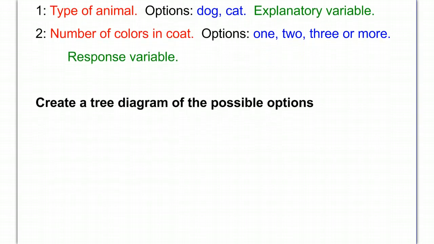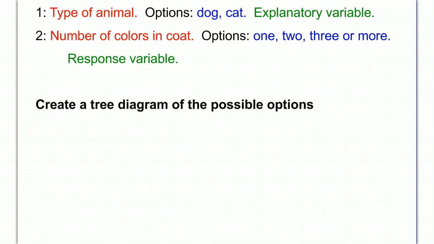Now, creating a tree diagram of these options. If you're going to do that, you're going to start with one of your variables and break down all of your different choices. So let's start with type of animal, and we have two choices. We have either dog or we have cat. And then from there, you just break down the next variable with all of those options. And you have to do it for each branch.